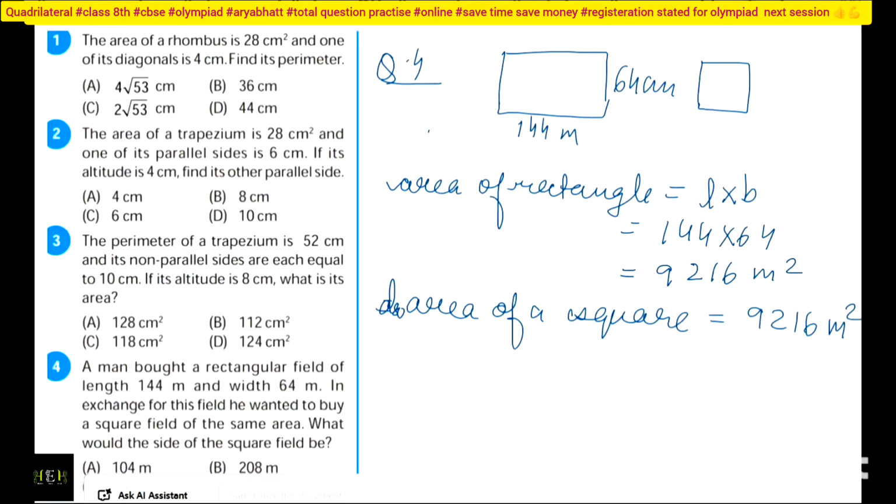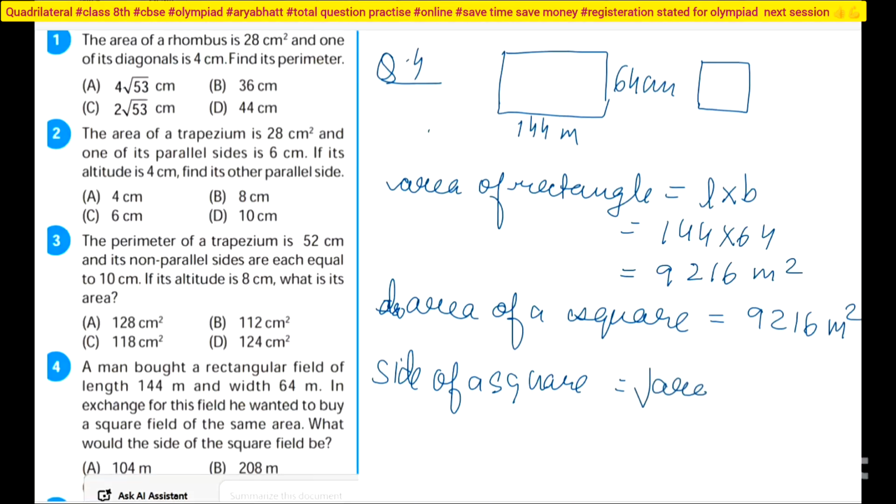Also, now I know that side of a square will be what? Under root of area. Why under root of area, beta? Because I know that area is equal to L square. So I will be doing under root of 9216 is equal to 96 meter. Okay, 96 will be the side of the square.